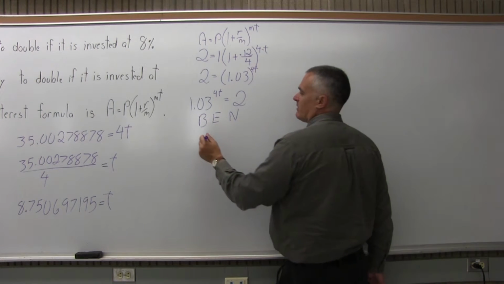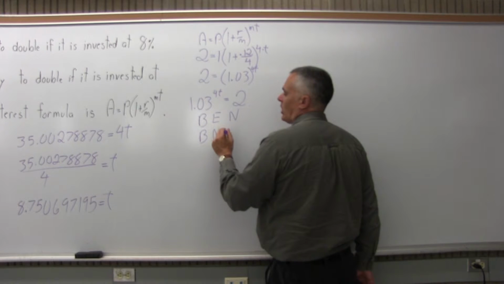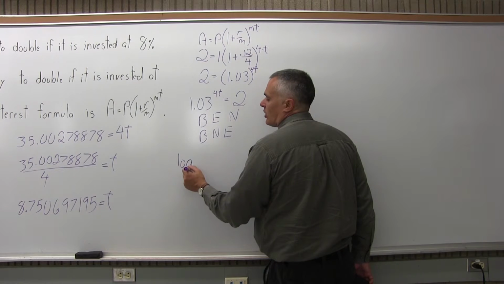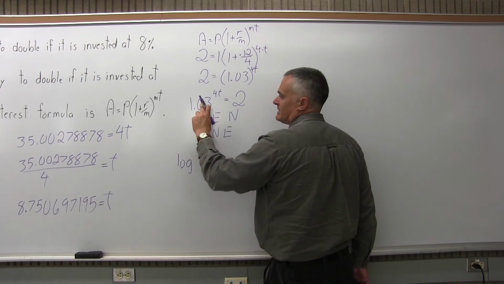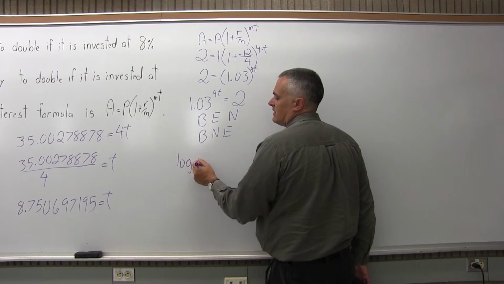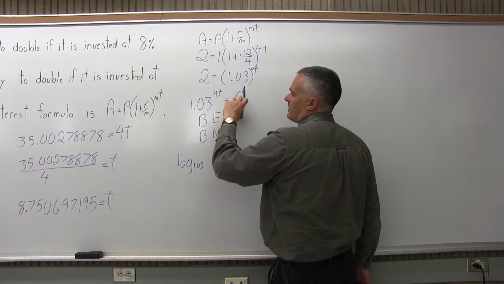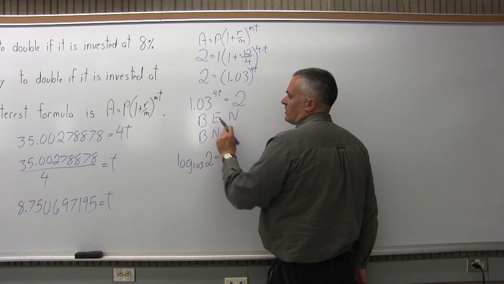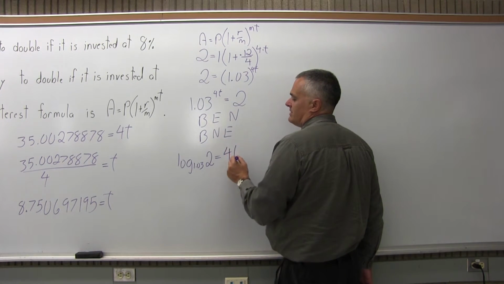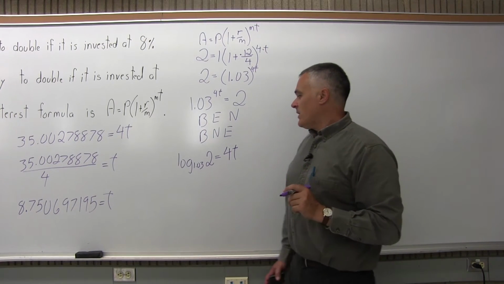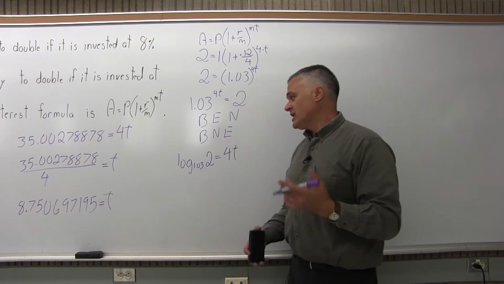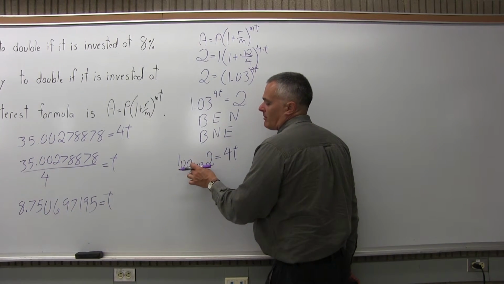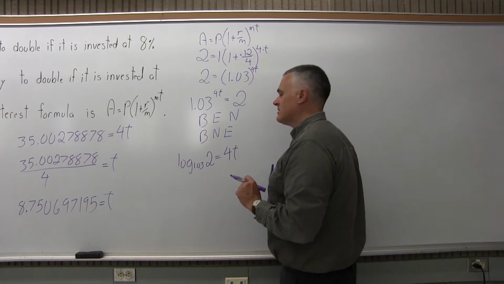And I'm just going to swap that around to the Benny form or log form, Benny, B-N-E for base number exponent. So I start by writing the word log. I put the base as a subscript. The base is 1.03. Then the number is 2. Then equals. Then the exponent is 4t. So now to solve this, I'm going to use that change of base formula. So the common log of the number divided by the common log of the base will give me this answer.